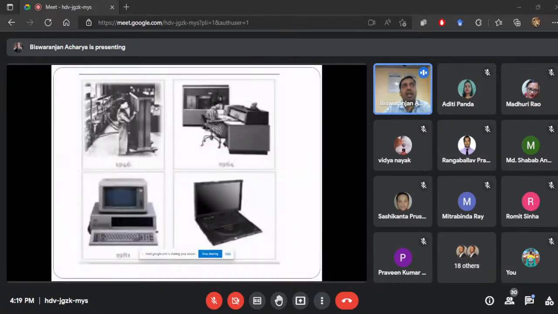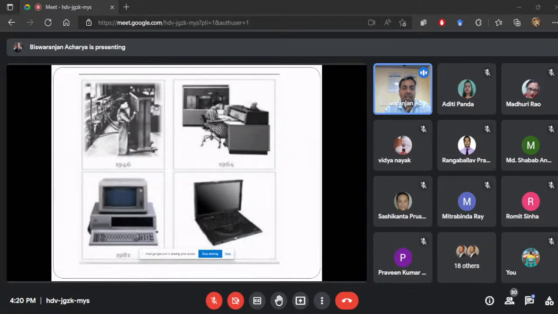Same thing we represented: one particular machine represented in four different forms. In 1946, the computer or computing device like this, whenever the computer came, in the time of the Second World War. Generally, in Second World War time, many inventions came. Also, we are suffering from the pandemic; during this, video lecturing or online classes is now normal because of the pandemic. We are habituated with online classes. Here we have taken the same computer in 1946, then 1964, then 1981, then in 1991 the laptop came.